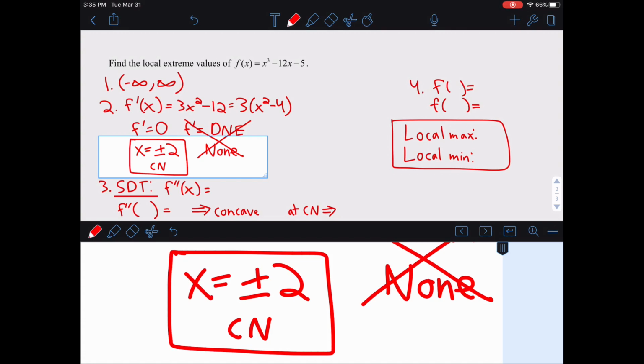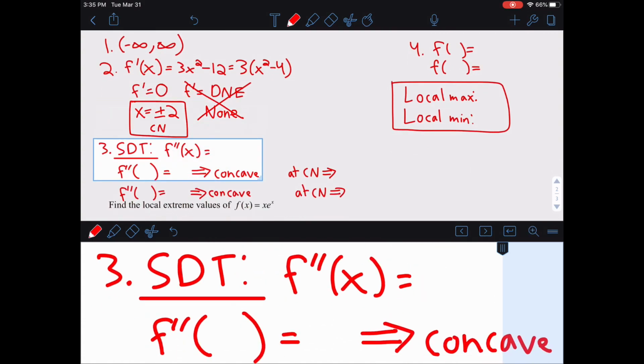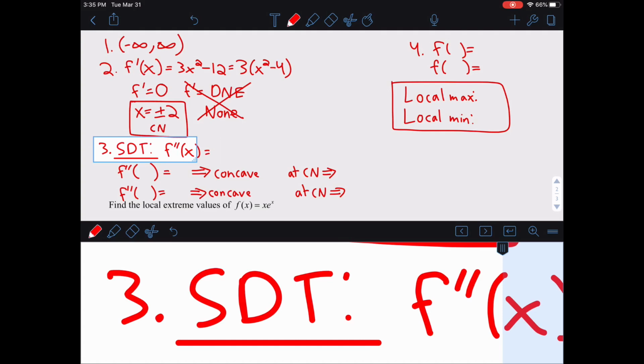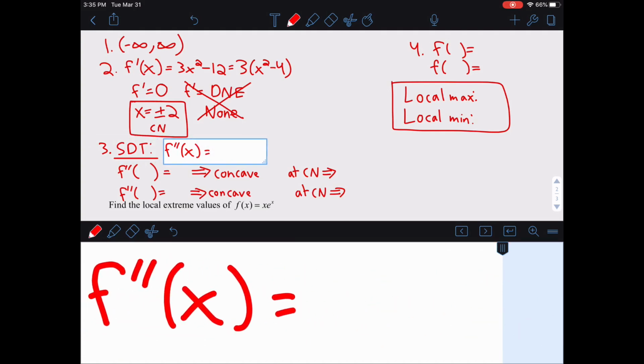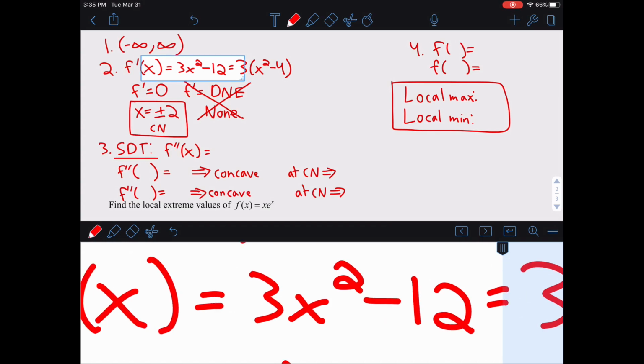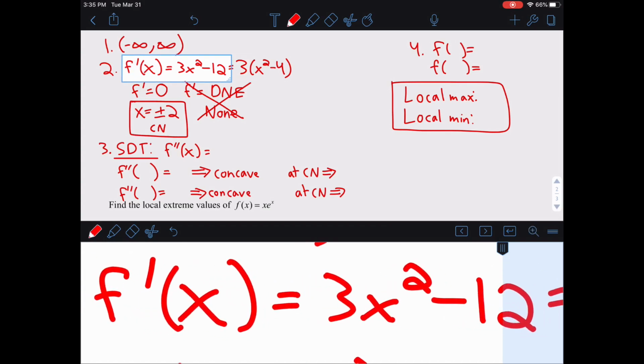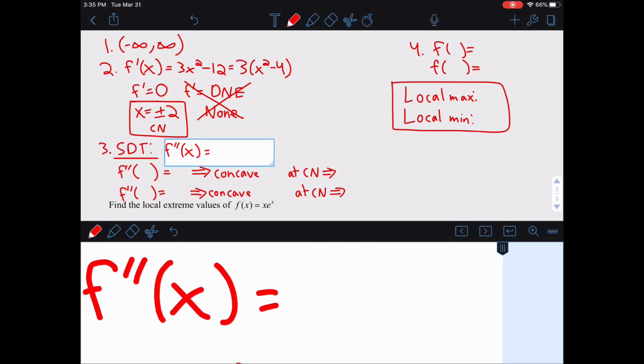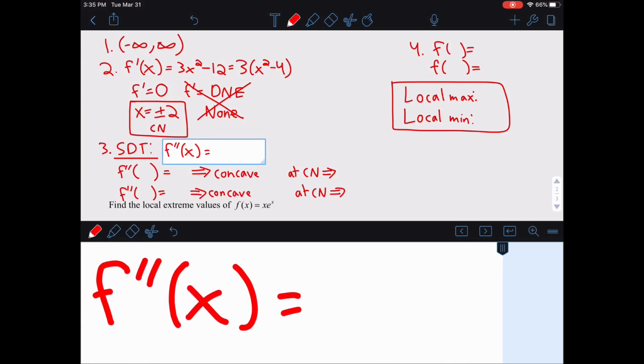So how does the second derivative test work? Step 3, SDT, second derivative test for short. Well, first of all, find the second derivative. And the reason I like the second derivative test on this example is because this is a really easy function to take the derivative of. f prime of x you find easily using the power rule. And now what's the derivative of that? Well, you guys are good at the power rule, so let's just do it again. We know f double prime is going to be 6x.